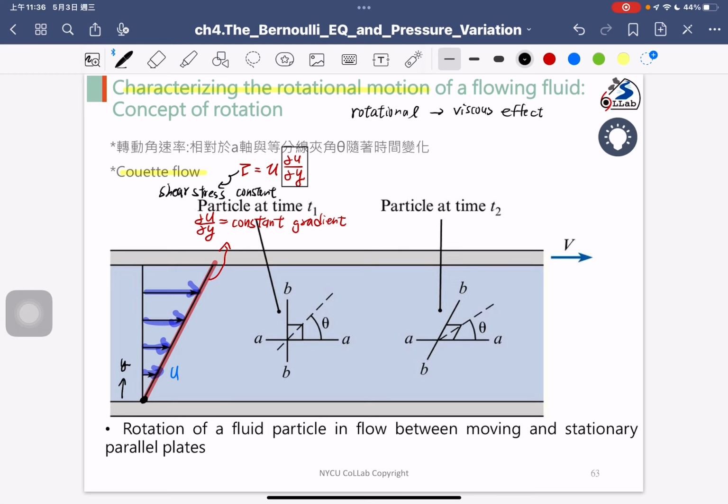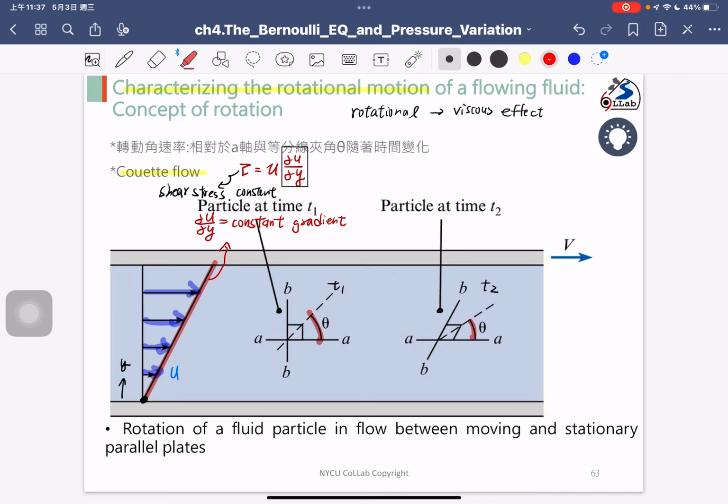Okay, so the viscosity equation tells us the physical meanings. But for this Couette flow, we can identify some rotational angle changes at different times. As you can see, this is for time T1, this is for time T2, and we pick out a point and do some measurements of the angle theta. As you can see, the theta angle here is different at a different time. That indicates the flow is rotational flow, especially for a Couette flow.